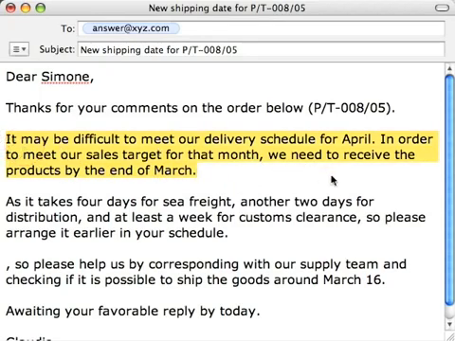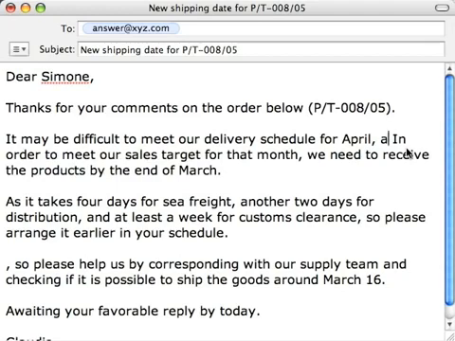So we have 2 sentences giving Simone the background to Claudia's request. To make the paragraph flow more smoothly, we can connect the 2 sentences with "and," and we need to make this a small "I," since the 2 sentences express related ideas.